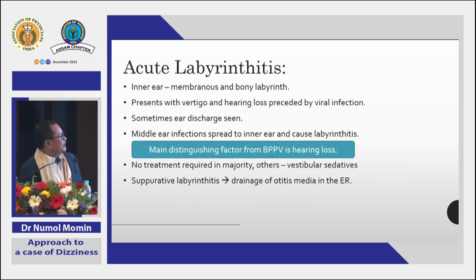So acute labyrinthitis, you have to take history. The inner ear membranous and bony labyrinth is involved, presenting with vertigo and hearing loss preceded by viral infection. Because of this viral infection, you have to take a history of fever. So viral fever is what we most commonly encounter in acute labyrinthitis. The main diagnostic factor here is hearing loss in labyrinthitis.